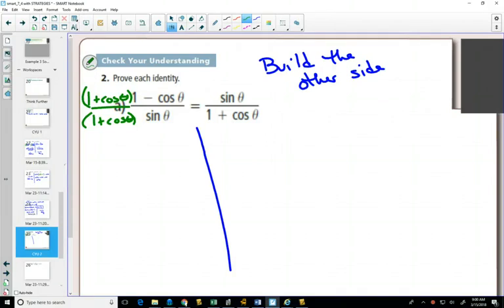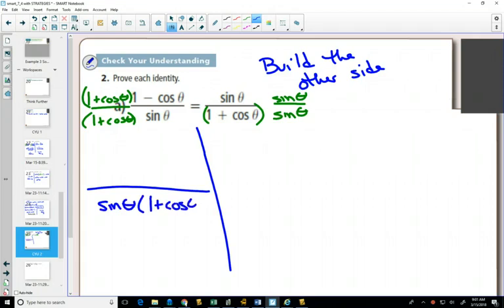And if I want the right-hand side to have the same denominator, well, I have a 1 plus cos, but I don't have a sine, so I'm going to multiply this side by sine over sine, and I will at least get my denominators the same, and maybe that will help. So on the left-hand side, my denominator is going to be sine theta times 1 plus cos theta. I'm not even going to multiply it out. I'll just leave it factored.